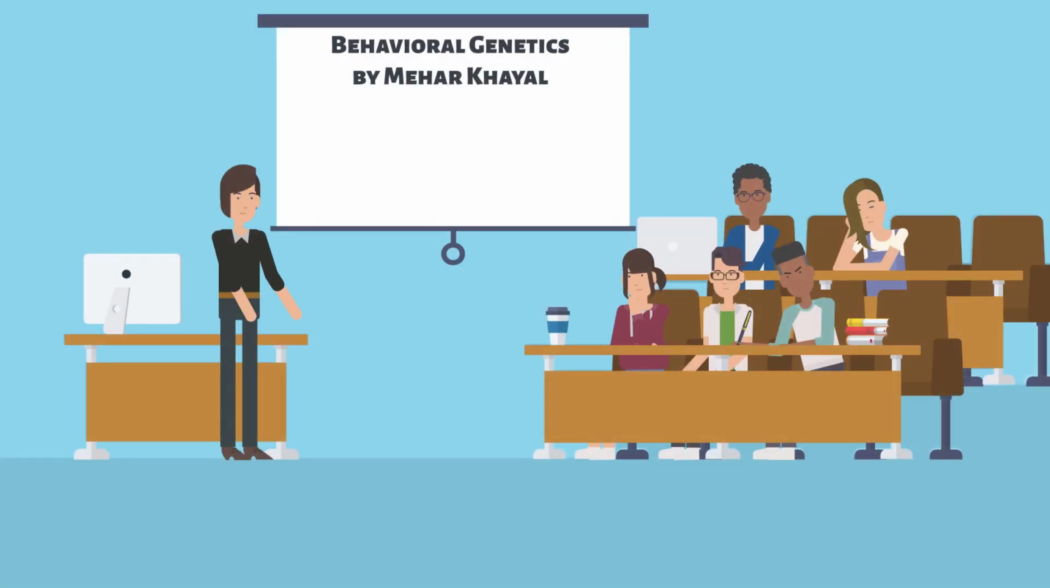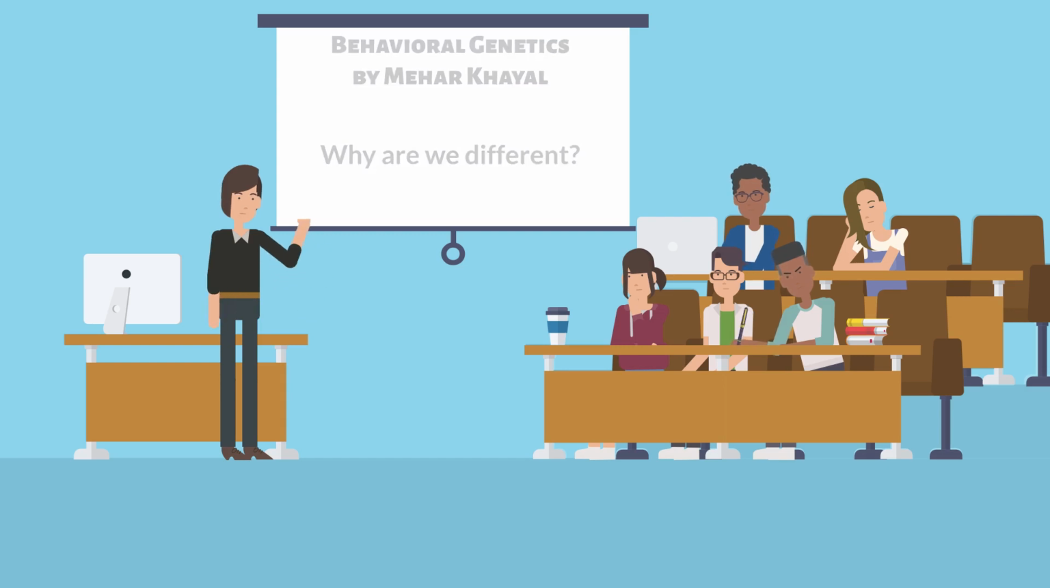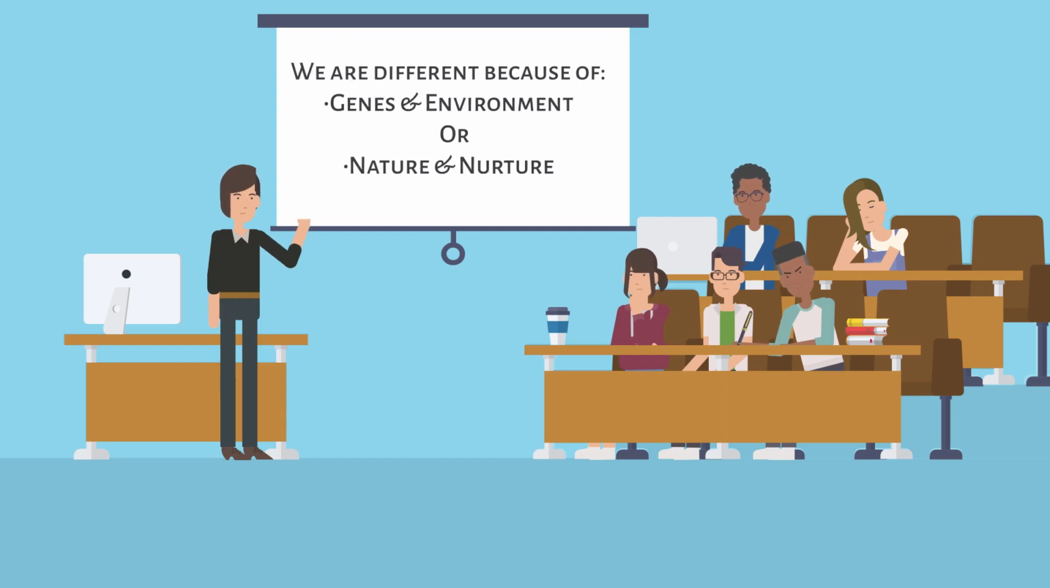There are a couple of ways in which people are different. We are different in our personality and we are different in our intelligence. But now, let's turn to the question of what makes people different. Why are we different? And very generally, there's two different possibilities. There is genes and environment, or sometimes known as heredity and environment, and often known as nature and nurture.